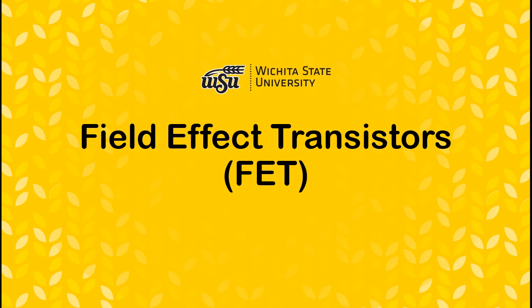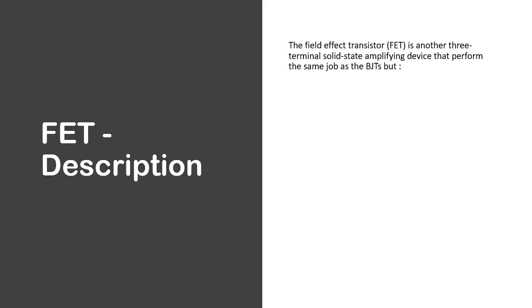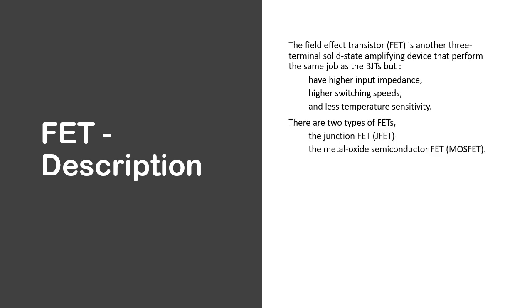Now let's take a look at field effect transistors, or FETs. The field effect transistor, FET, is another 3-terminal solid-state amplifying device. FETs perform the same job as BJTs, but because of some advantages, are becoming more common in power applications. These advantages include high input impedance, high switching speeds, and less temperature sensitivity. There are 2 types of FETs, the junction FET, or JFET, and the metal oxide semiconductor FET, or MOSFET.